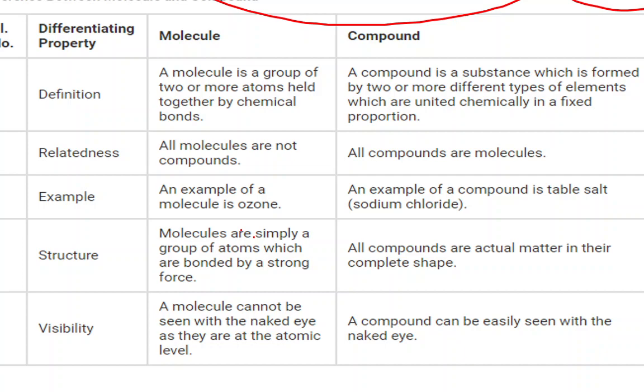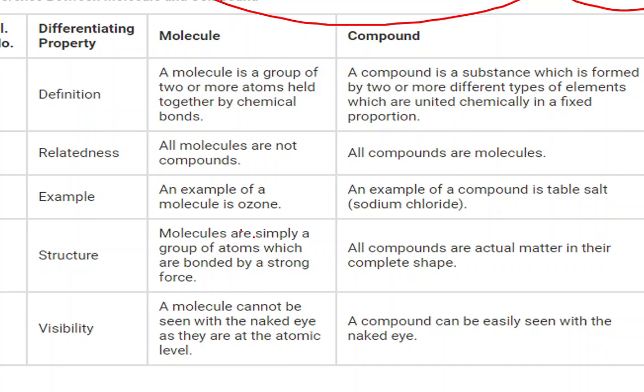Molecules are simply a group of atoms which are bonded by strong force. And those forces are ionic, covalent, and dative, as well as metallic. We are going to look at those one by one. I just want you to understand the distinction between atom, molecule, and compound. And you should be able to see the relationship between them, that one is formed by aggregation of the other.